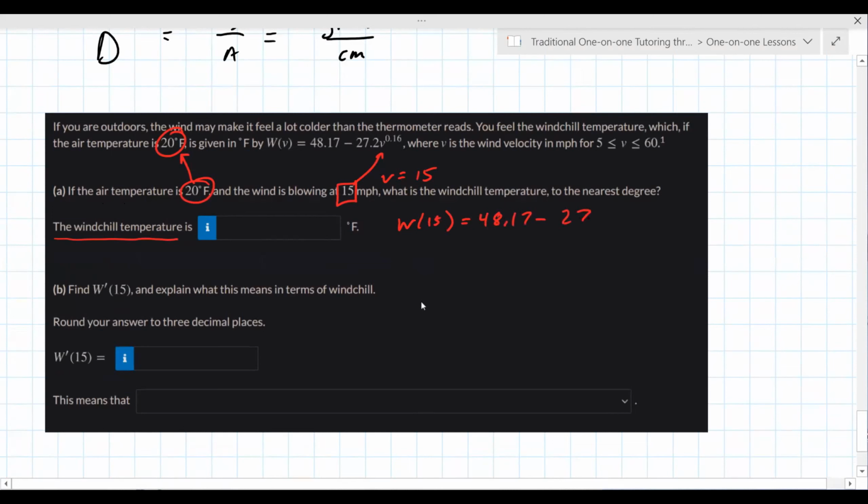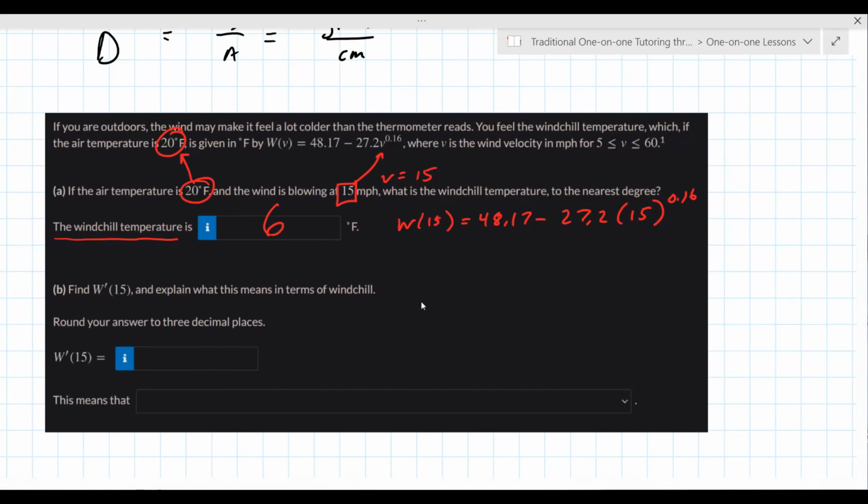48.17 minus 27.2, 15 to the power of 0.16. So you definitely need a calculator for that. I will do the calculation also. It says to round to the nearest degree. So I get about six degrees. Does that work? Did you get that as well? Yeah, I did.